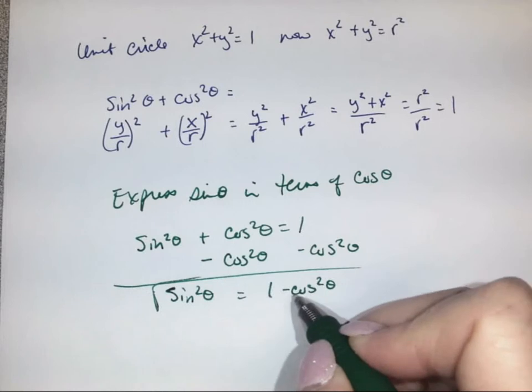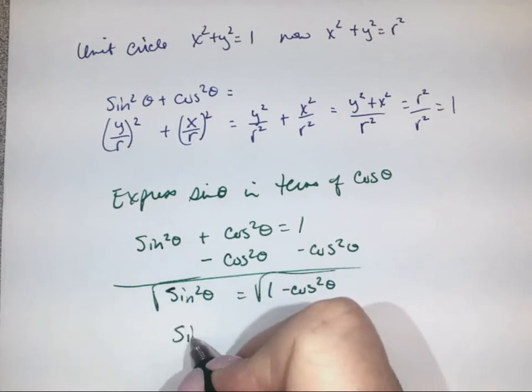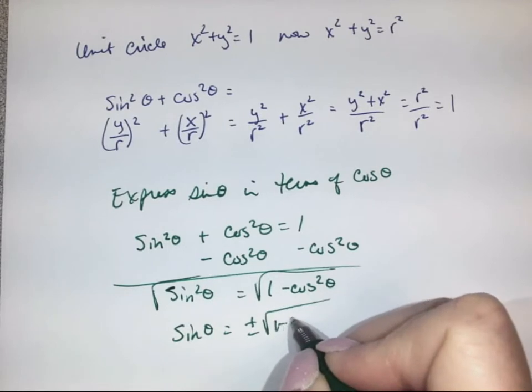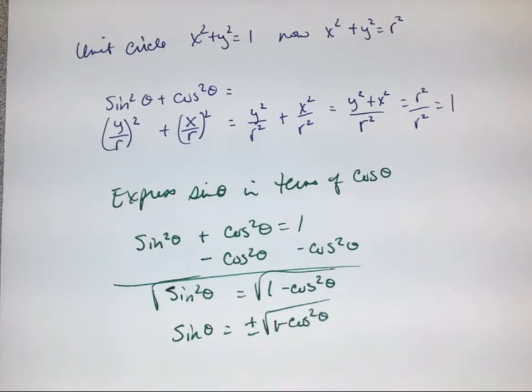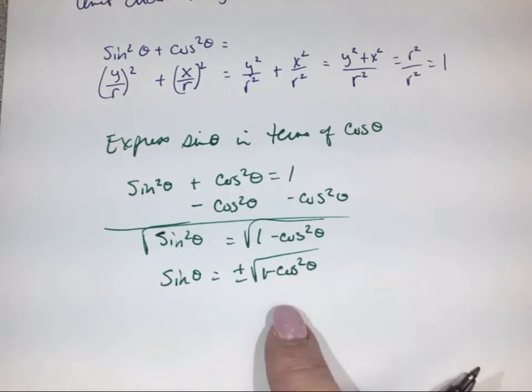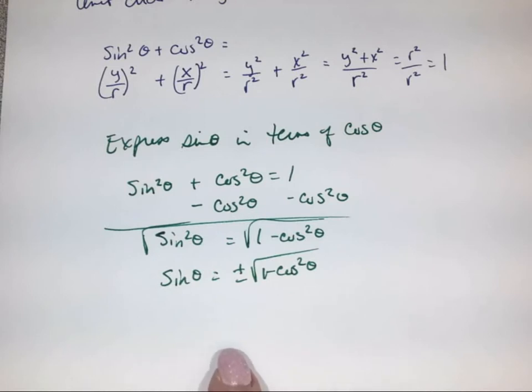Taking the square root of both sides, we get sine theta is equal to plus or minus the square root of 1 minus cosine squared theta. And we know it's plus or minus because whenever you introduce the radical, you have to do that. And this is going to depend on what quadrant you're in. So if you're in quadrant 1 and 2, it would be positive because that's where sine is positive. If it was in quadrant 3 or 4, it would be negative because that's where sine is negative.